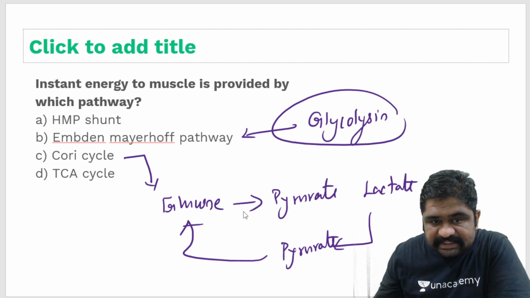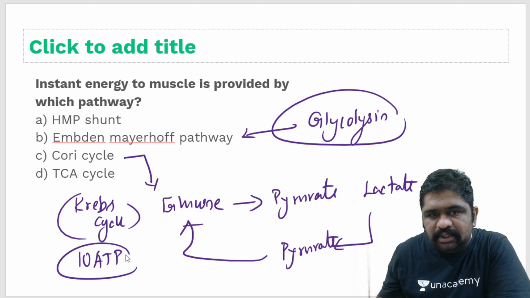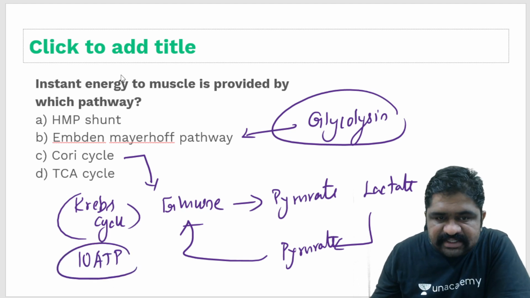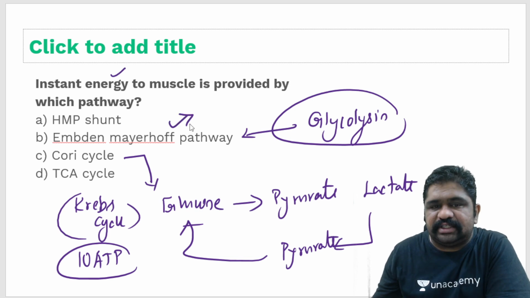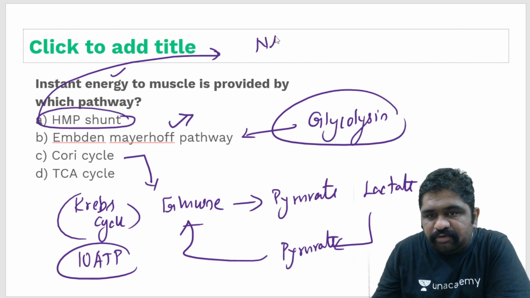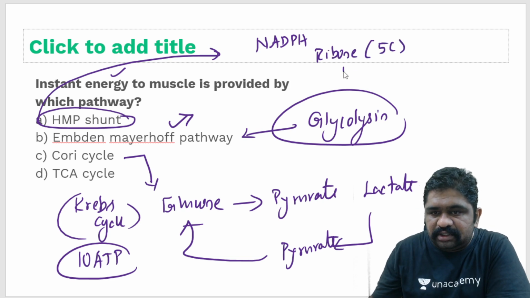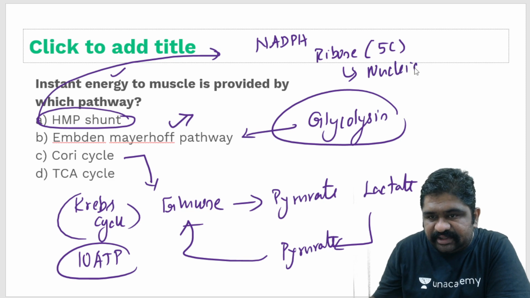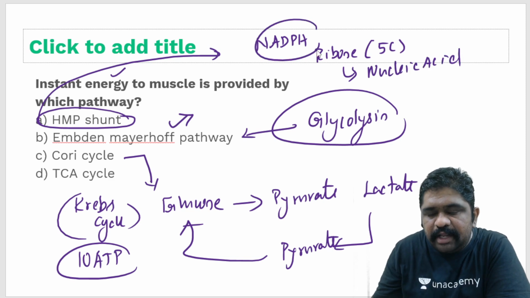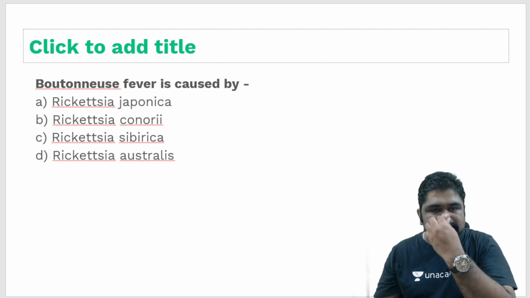Here, in case of TCA cycle, it is also referred to as Krebs cycle. Here, you will be able to produce 10 ATP molecules. But when a muscle is going for instant energy, it first starts with glycolysis. HMP shunt is not an energy synthesis pathway. HMP shunt is important for providing NADPH and ribose or any kind of 5-carbon sugars. This is important for nucleic acid synthesis. NADPH is important for reductive biosynthesis. Let's go for the next question.